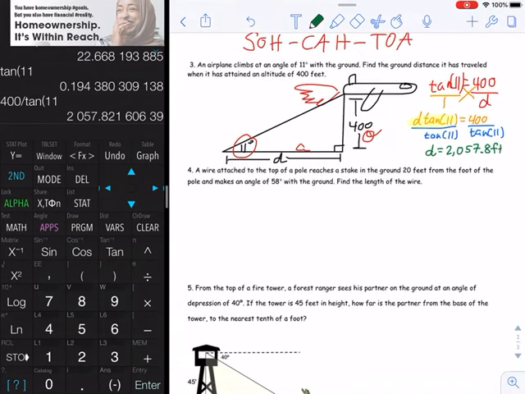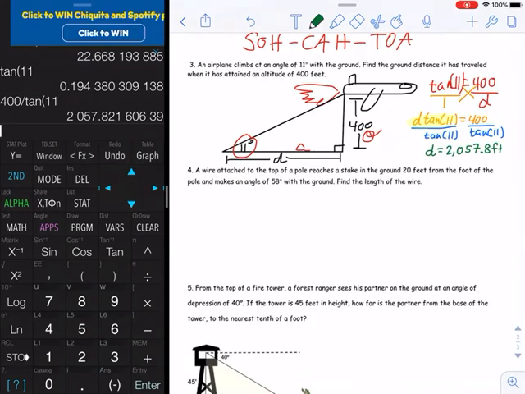Alright, a wire attached to the top of the pole reaches a stake in the ground 20 feet from the foot of the pole and makes a 58-degree angle with the ground. Alright, so we got some pole. It's carrying the American flag. We'll be patriotic. Except I can't draw that good. It's an American flag.